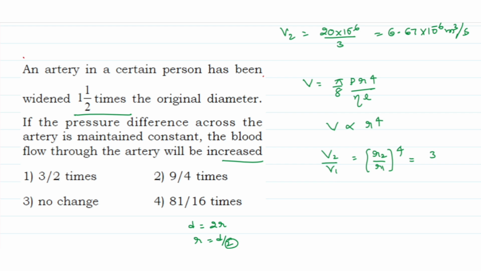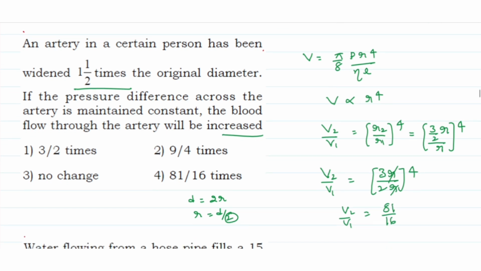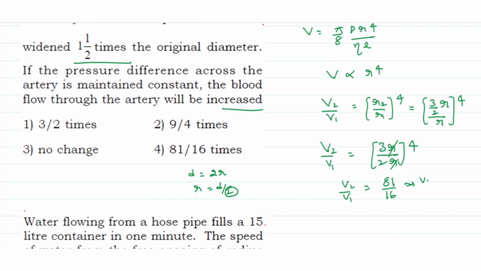So here you can take 3/2 times the radius by the initial radius, which is given as R, whole power 4. V2 by V1 will be equal to 3R by 2, this R comes to the numerator with whole power 4. R gets cancelled, so V2 by V1 will be equal to 81 by 16. So V2 equals 81 by 16 times V1. So the fourth one is the correct answer.